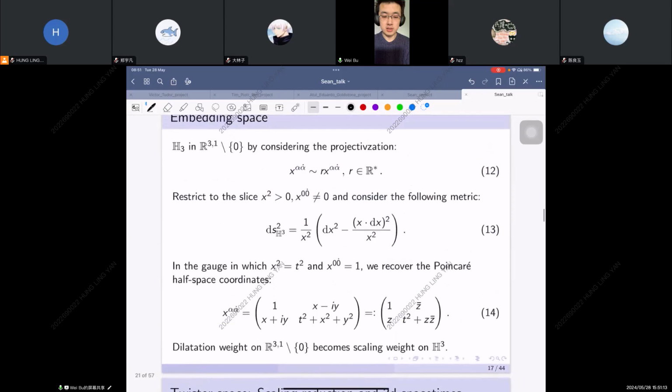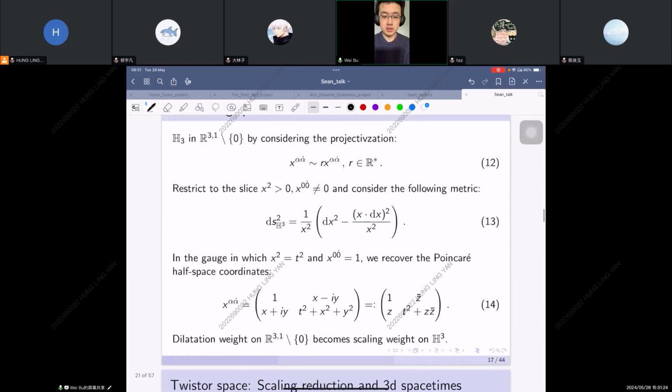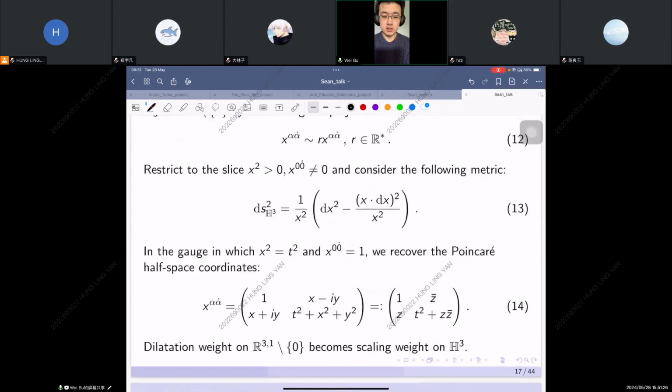And in the gauge slice embedding space formalism, you can always pick x squared, little x squared, to be equal to t squared, and the first component to be 1, and recover the Poincare half space coordinate. Remember, originally we were writing x alpha alpha dot, or the vector rep of SL2C, as some x minus t, x plus t, y plus iz, y minus iz, that sort of thing.